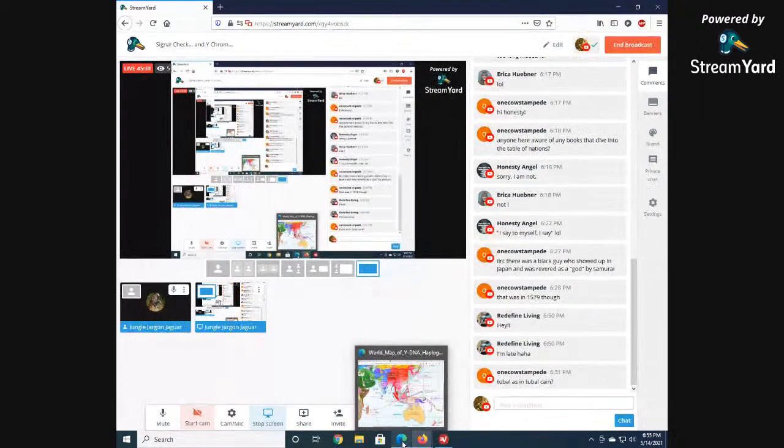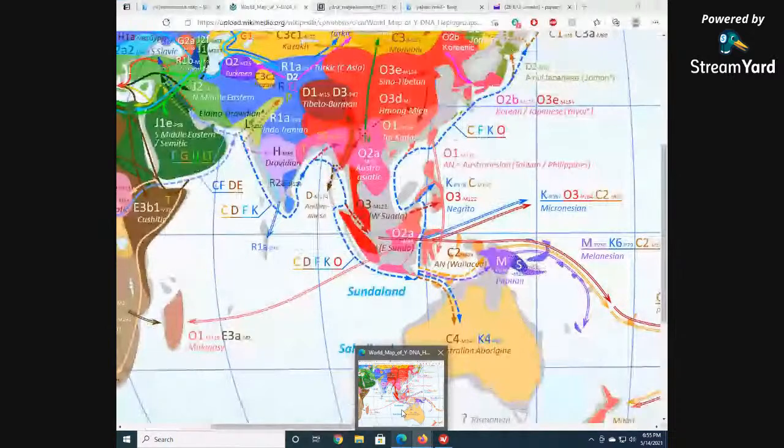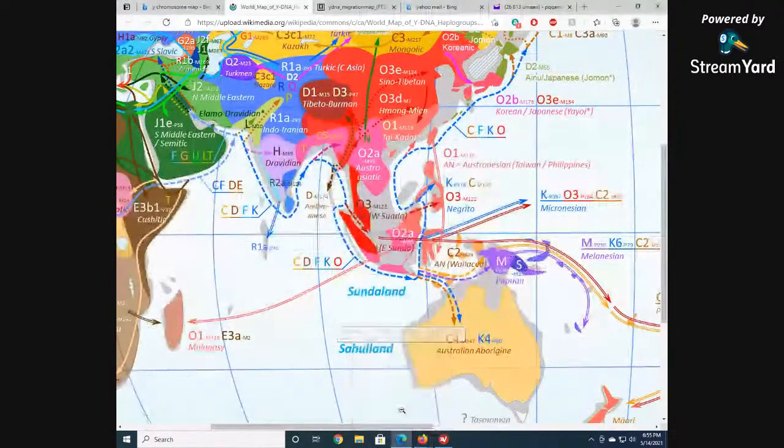Tubal as in Tubal Cain? No, I don't think it's Tubal Cain. Tubal as in the son of Japheth, who is one of the Japhethites, or the Asian Y chromosomes. So that just about covers it, pretty much, though.